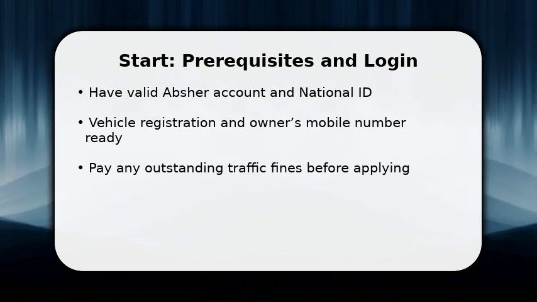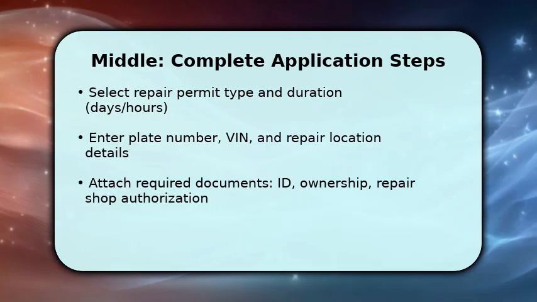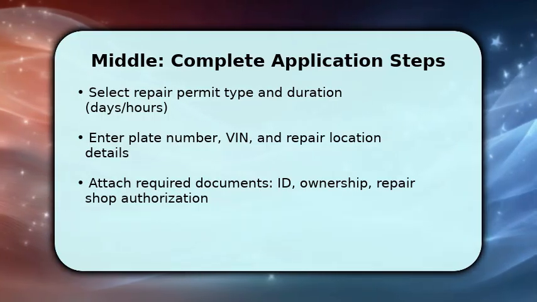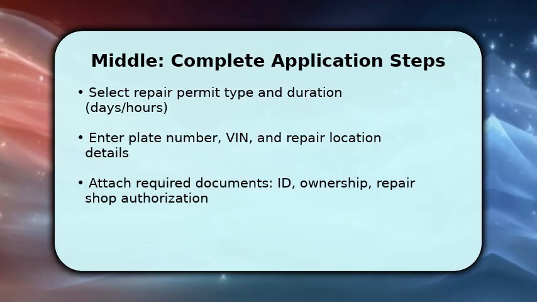Once you're in the permit workflow, choose the repair permit and exact duration that matches the workshop schedule. Duration affects approval. Next, accurately enter plate, VIN, and the repair shop address so enforcement records match.